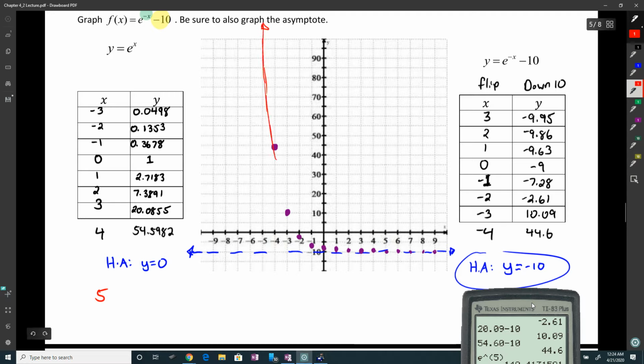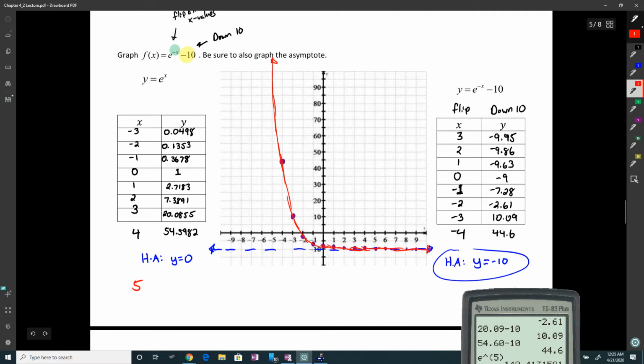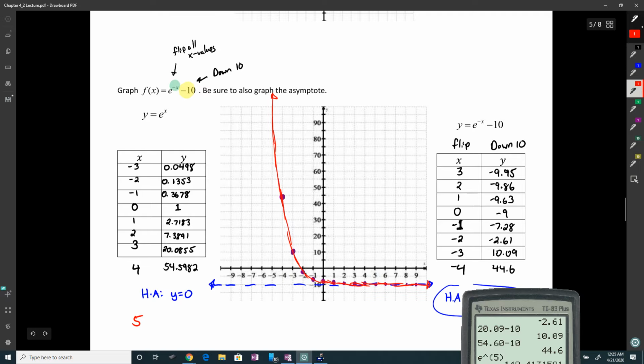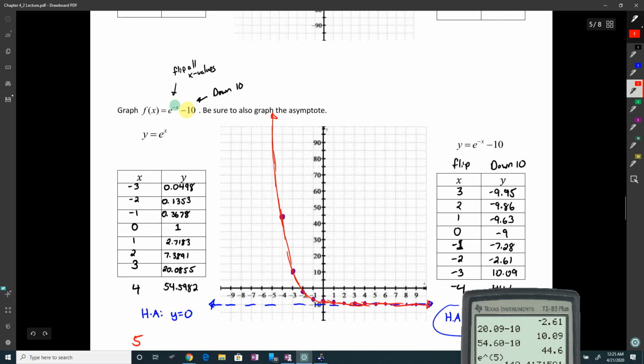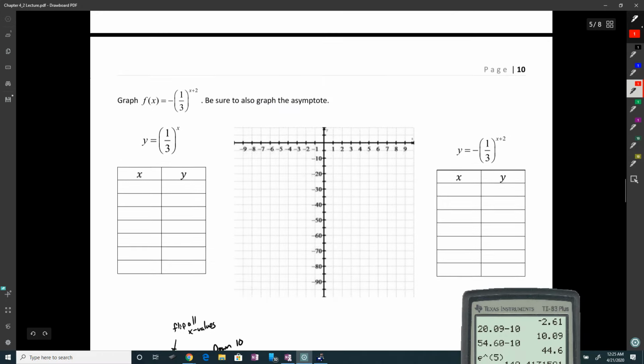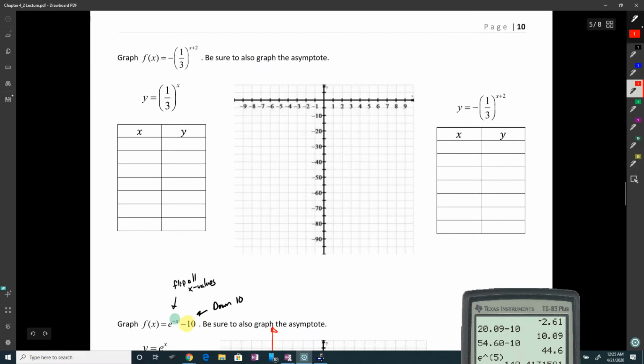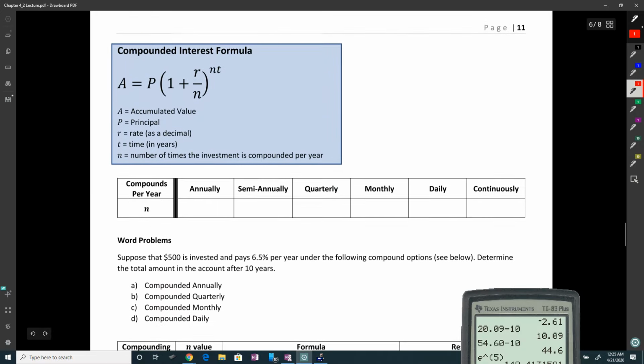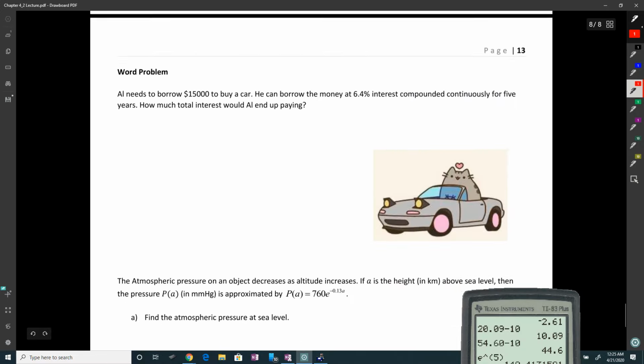So anyway, there we go. Now all I care about really in this section is that you're able to identify the transformations. Know if it goes up, down, left, right, by how much, and then tell me what the new horizontal asymptote is. And that's just found by the y transformations. How far up or down did it go? So try the one at the top of the page on your own. But we're going to do some word problems and then we're done.